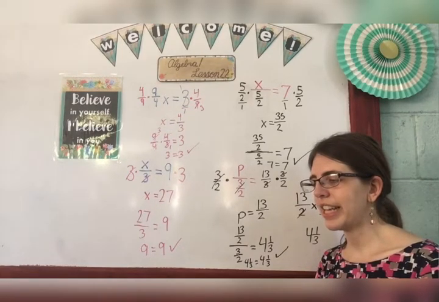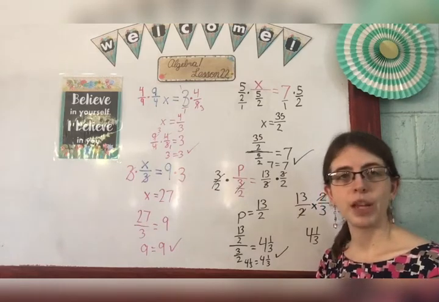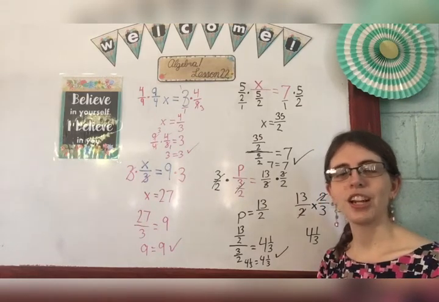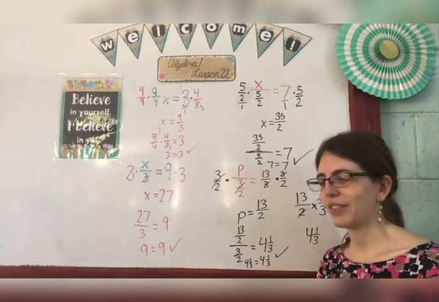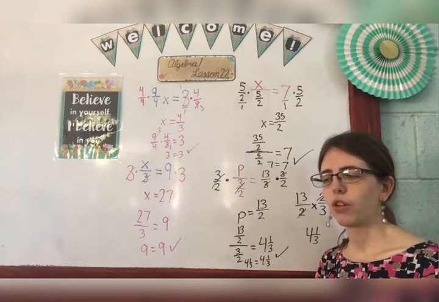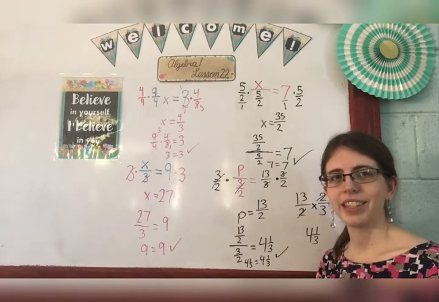Letter D, z equals 10. Change 3 1/5 to an improper fraction of 16 over 5. Multiply both sides by its reciprocal, 5/16. So 32 times 5/16 equals 10.